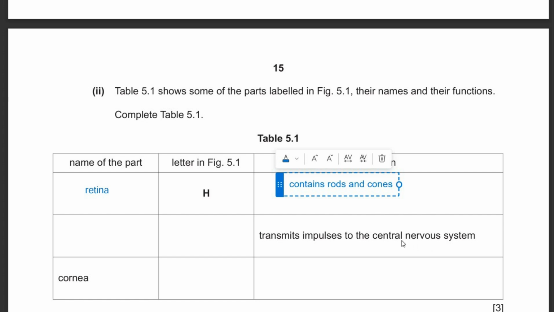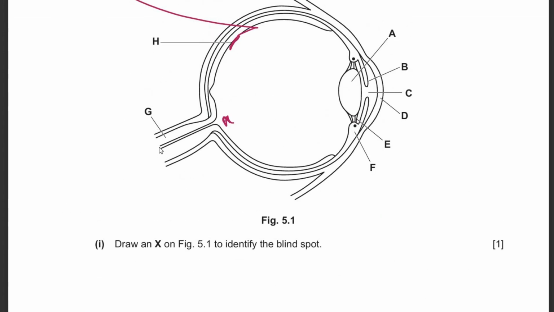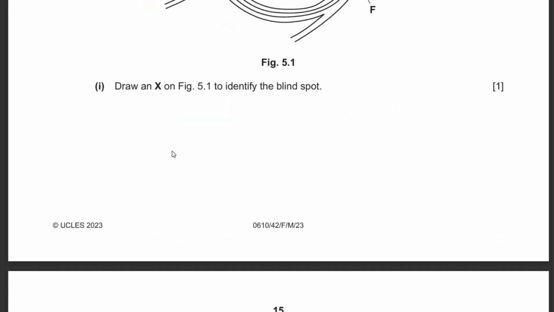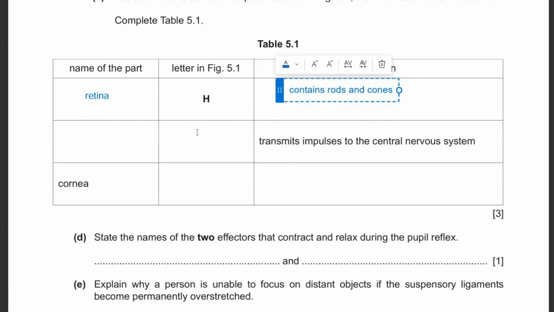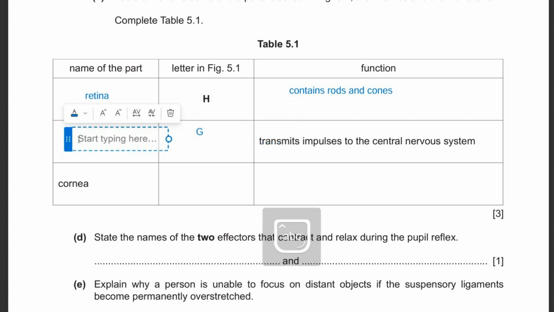So the transmission of impulses to the central nervous system takes place through the optic nerve, and the optic nerve over here is the G. Alright, this is the optic nerve. So the letter will be G, and this is going to be the optic nerve.